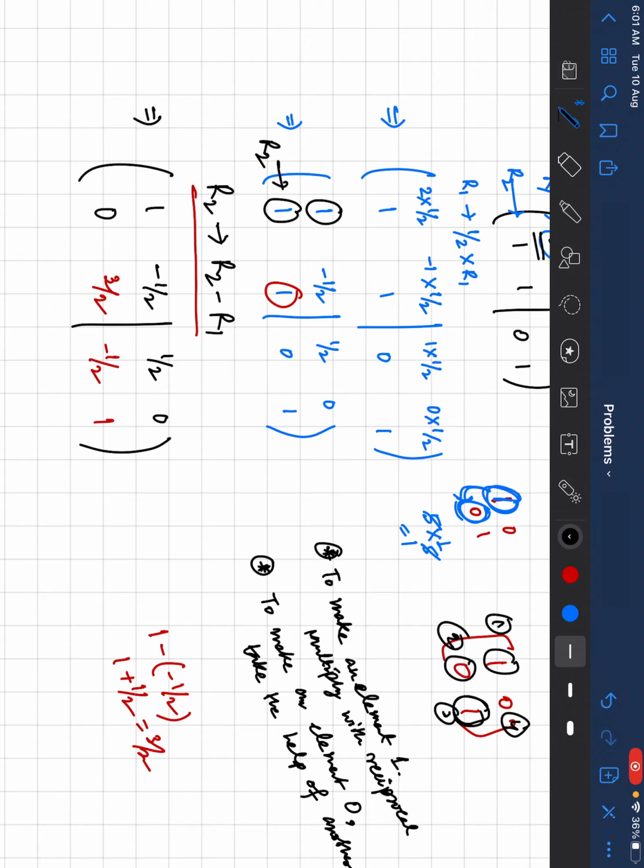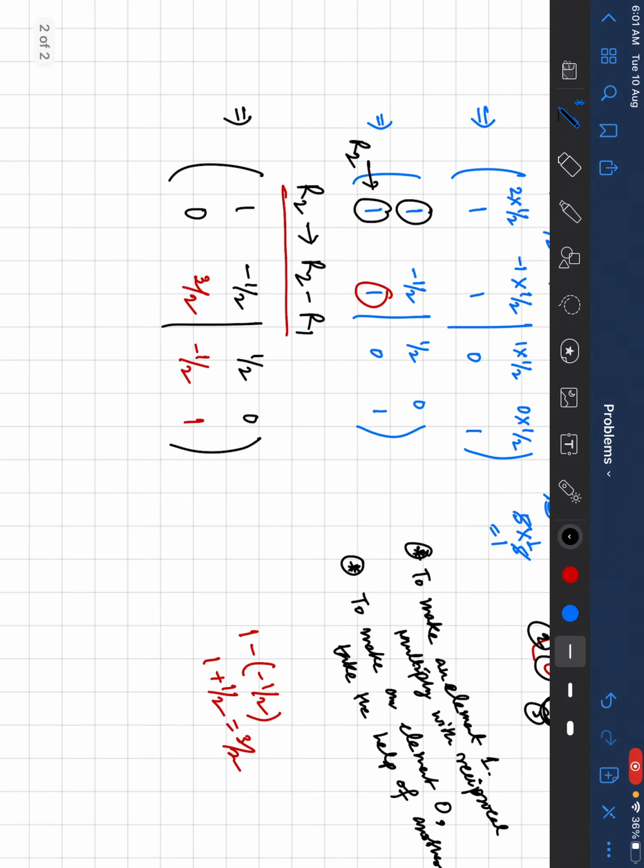So my third step is to get this one 1. So it means we have to get this one 1. So how can I get this one 1? That is the element of R2. So how can I get 1?